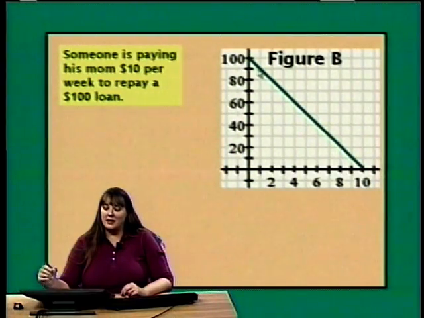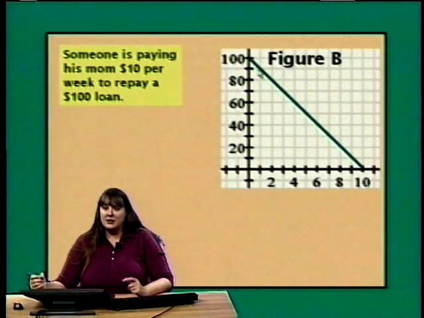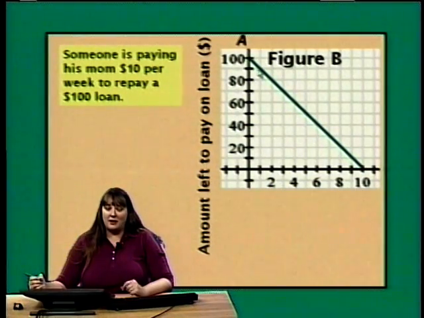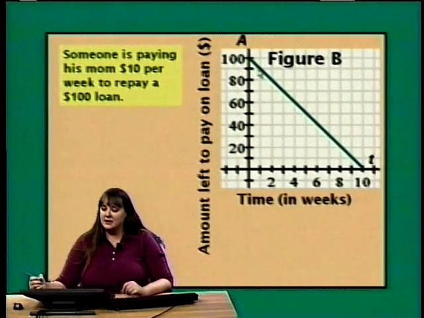Now let's go ahead and label our axes. So our dependent variable is the amount left to pay on the loan. We measure that in dollars, and we can use the variable A for amount. This depends on the number of weeks that we're paying on the loan. So we can think of our independent variable as time in weeks, and we can use the variable T again for time.